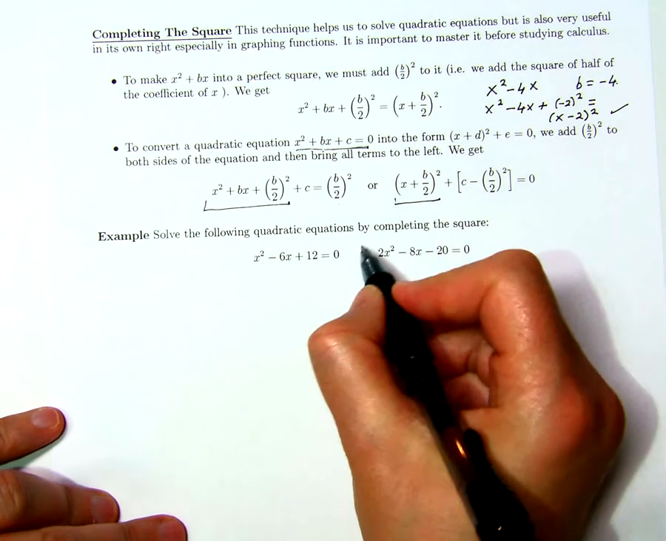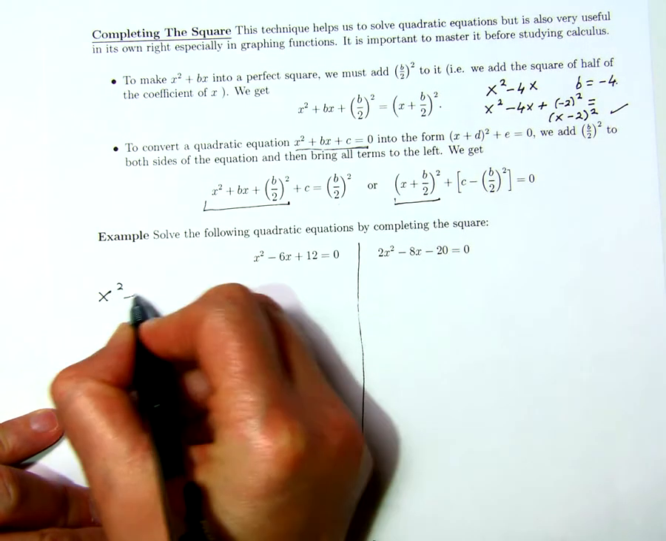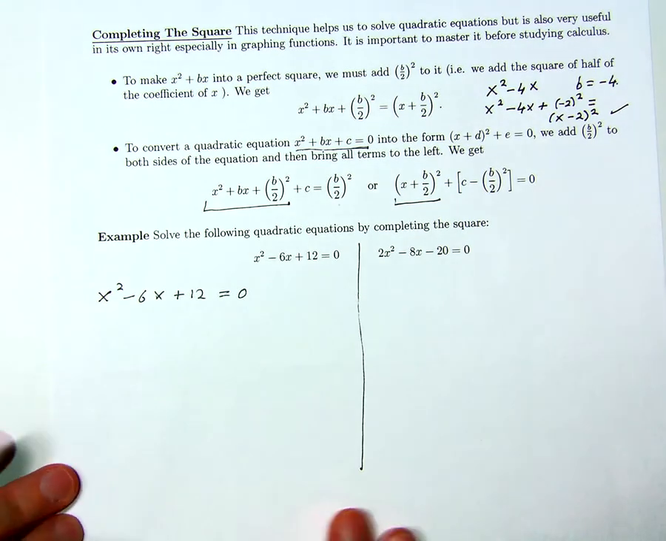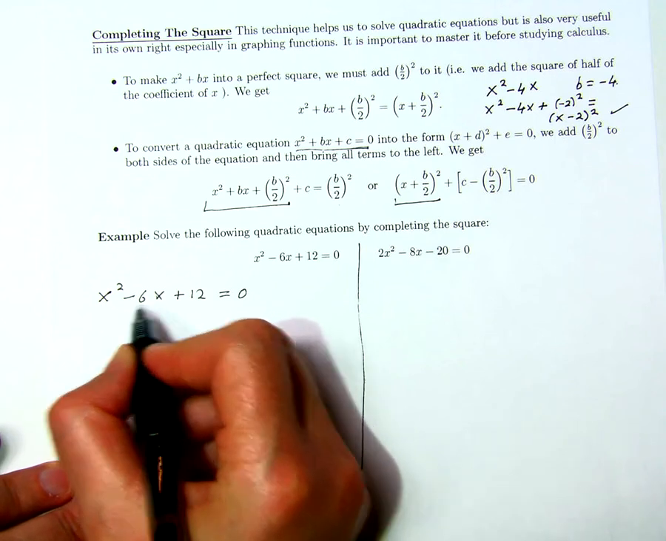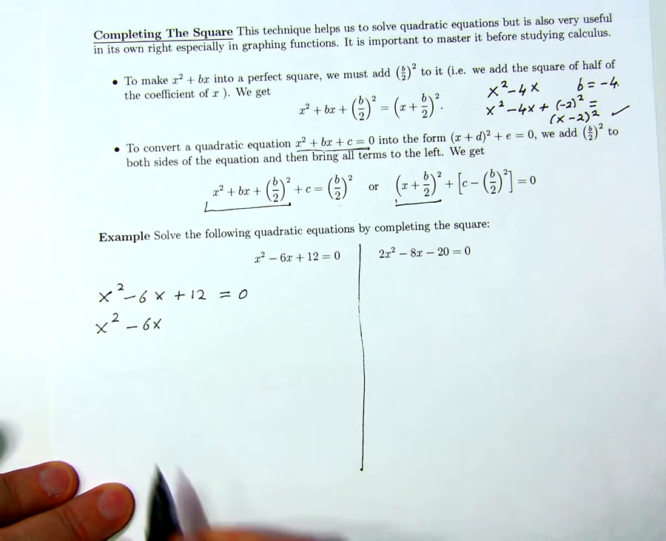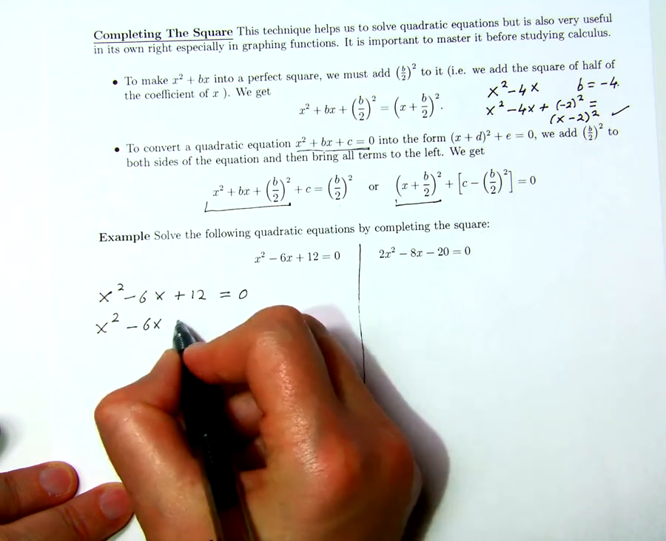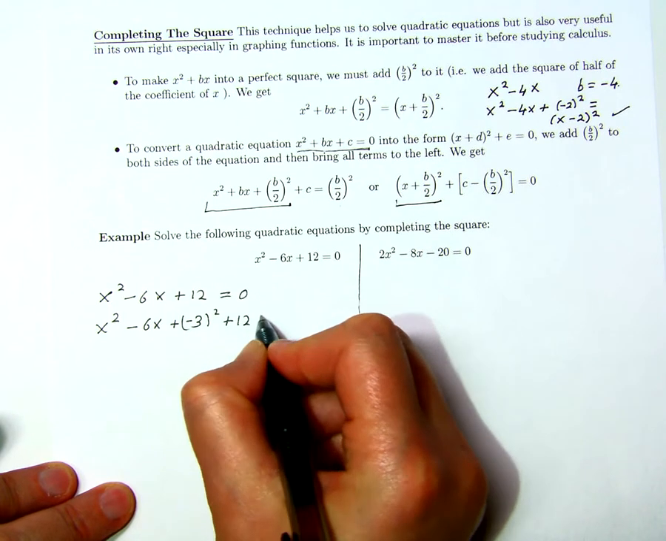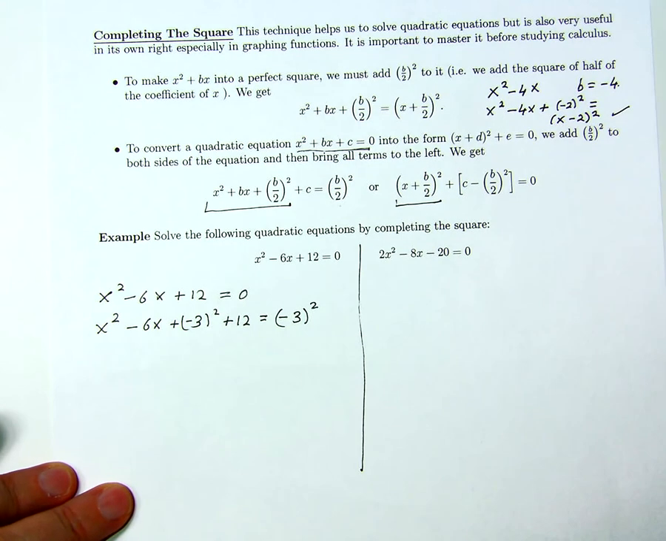Let's see how it works. Suppose I want to use completing the square to find a solution to this equation. Well, the prescription here is I take half of the coefficient of x and I add it to both sides of the equation. Half of this coefficient, half of b, is minus 3. And I square that and I add it to both sides.